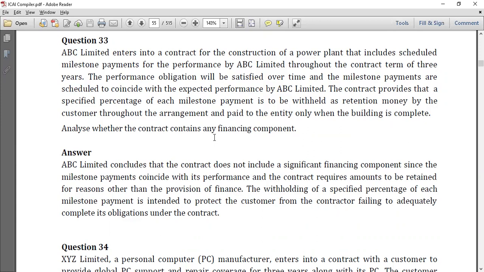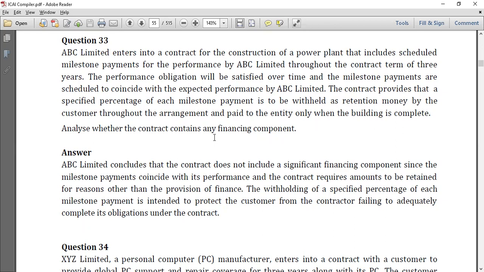But here the performance obligation will be satisfied over time, and these milestone payments also coincide with the expected performance of ABC Limited. So as and when the service is transferred, as and when the contract is done, the customer will pay the milestone payments. But here, the contract provides that a significant percentage of each milestone payment would be withheld as retention money. Retention money is intended to protect the customer from the contractor failing to adequately complete his obligations. You can say this retention money is a safeguard for the customer.